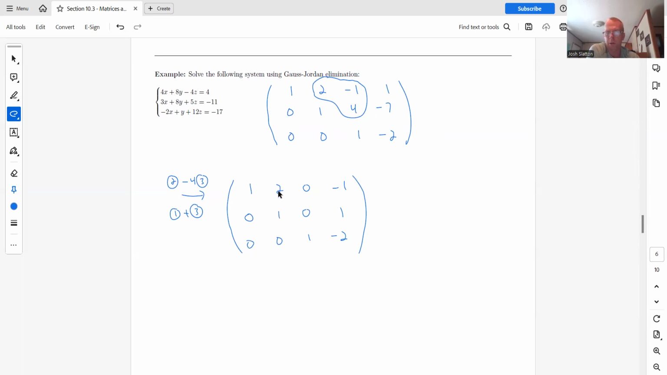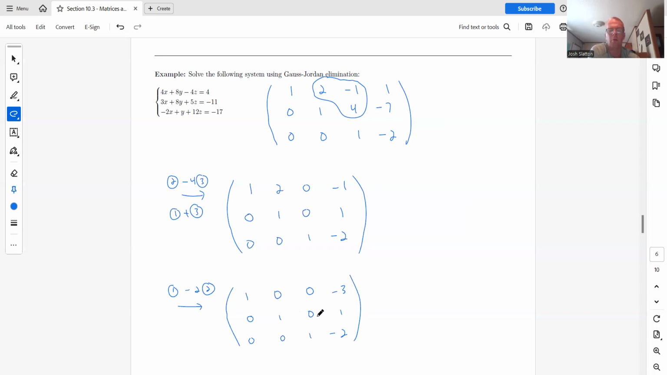We have to work with row 1 and 2. We can multiply row 2 by -2 and add it to row 1. So row 1 minus 2 times row 2. 1 minus 2 times 0 leaves a 1. 2 minus 2 times 1 is 0. 0 and 0, nothing to do there. -1 minus 2 times 1 gives us a -3. And then we have 0, 1, 0, 1, and then 0, 0, 1, -2.